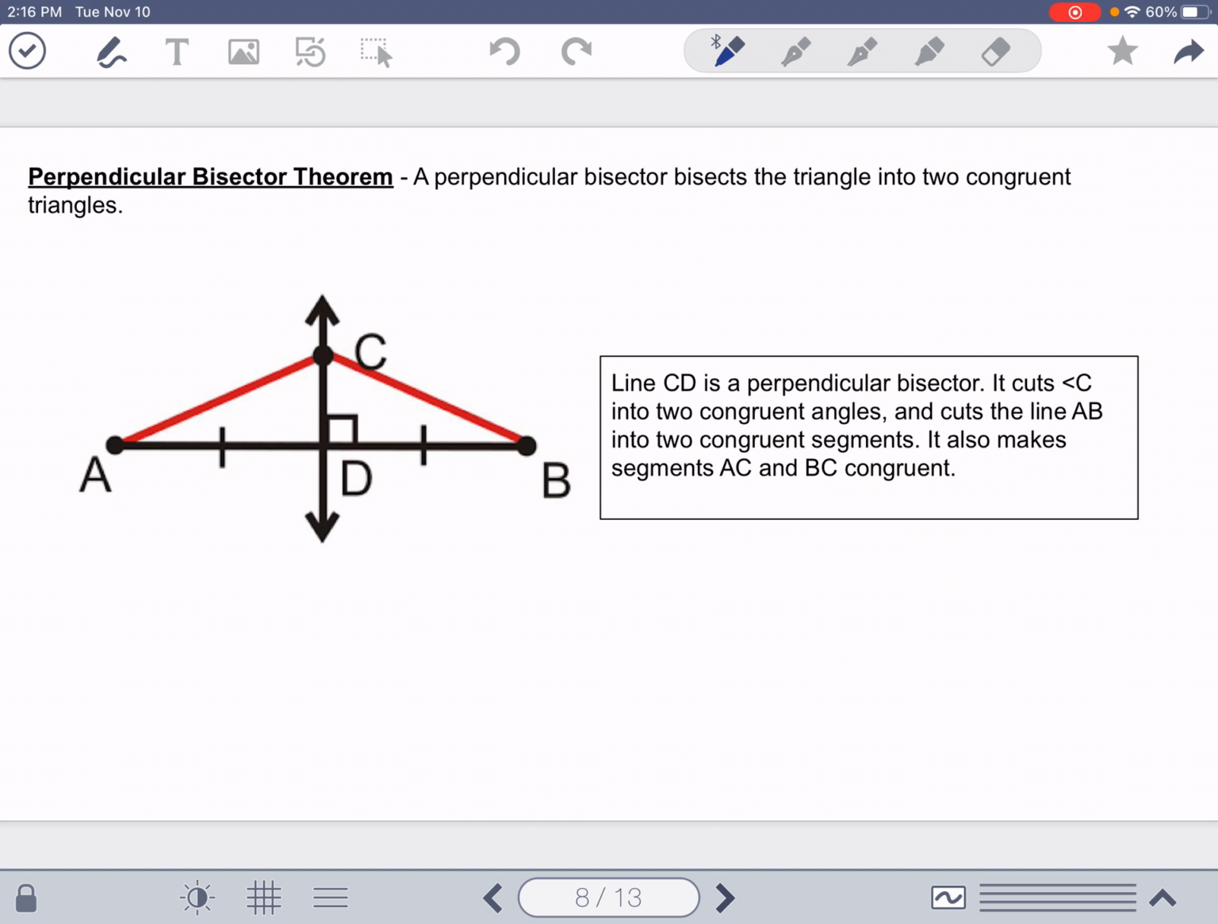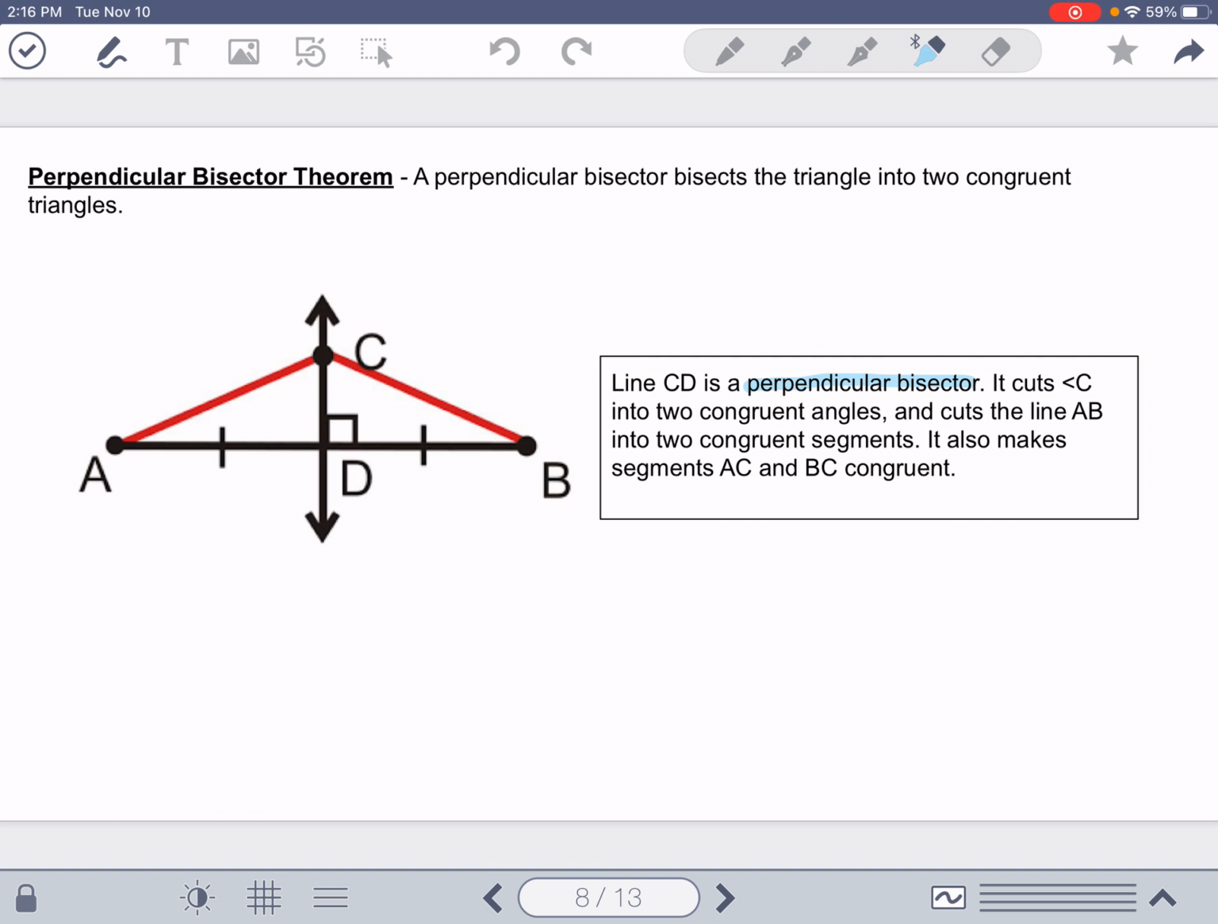Next problem says a perpendicular bisector bisects the triangle into 2 congruent triangles. So if you have a perpendicular bisector in a triangle, then it's going to make 2 smaller triangles that are congruent to each other. Line CD is a perpendicular bisector. There's our new word, perpendicular bisector.